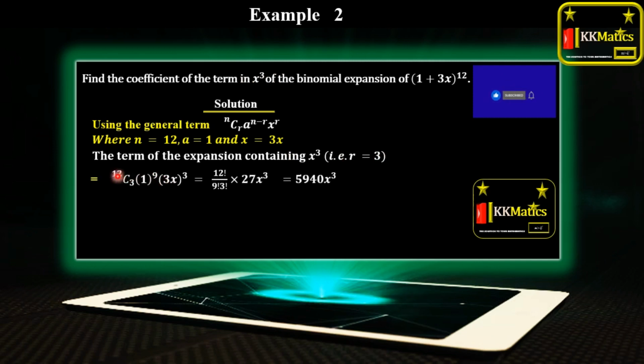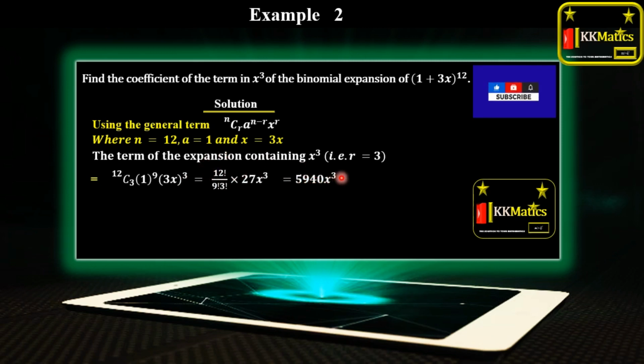By doing that, we have 12 combination 3, times the first term 1 all raised to the power 9, and we have 3x, which is the second term, all raised to the power 3. Remember, the question said we are to find the coefficient of the term in x raised to the power 3. By using the combination formula, we have 12 combination 3 multiplied by 27. Now 27 is obtained because 3 raised to the power 3 gives us 27. The x is also affected by the cube, and we have x cubed there. By punching that on our calculator, this simply gives us 4940 x raised to the power 3.